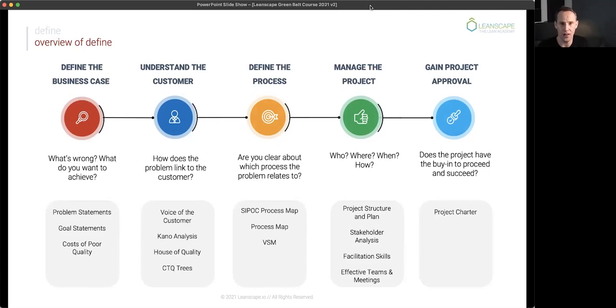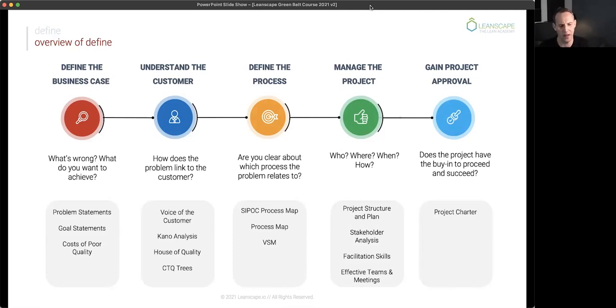We've then got to define the process. What is that process that's impacting that customer? Once again, if we're too broad here, we could end up trying to solve hundreds of processes, and we want to be really precise about that. So we might be looking at the SIPOC, one of the tools you learn in the yellow belt course, the green belt and the black, obviously.